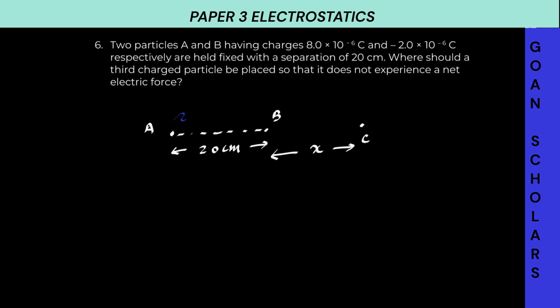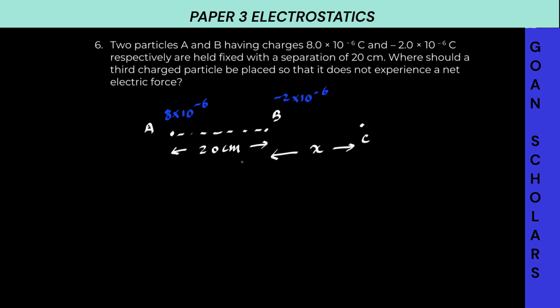Now at A we have the first charge, which is 8 × 10^-6 coulomb, and at B we have the second charge, which is -2 × 10^-6 coulomb. Now they are saying, where should we place the third charge, the charge which is to be placed at point C, so that the net force is 0. First thing, to get the net force to be 0, the resultant force at C will be 0.